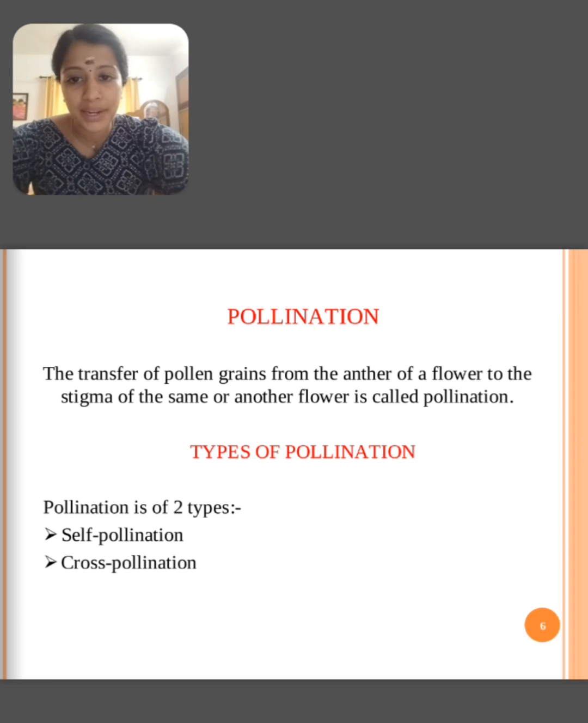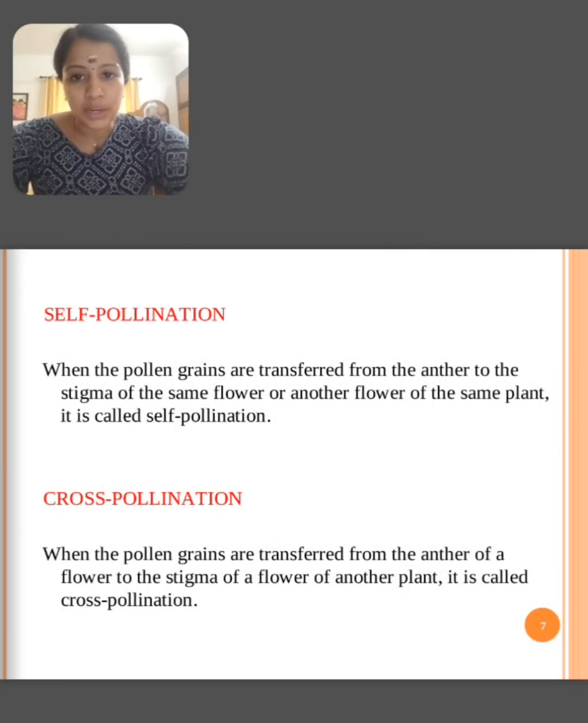There are 2 types of pollination, that is self-pollination and cross-pollination. When the pollen grains are transferred from the anther to the stigma of the same flower or another flower of the same plant, I repeat, same flower or another flower of the same plant, it is known as self-pollination. On the other hand, in cross-pollination, the pollen grains are transferred from the anther of a flower to the stigma of a flower of another plant. Self-pollination is of the same flower or same plant, and cross-pollination is of a different plant or different flower.